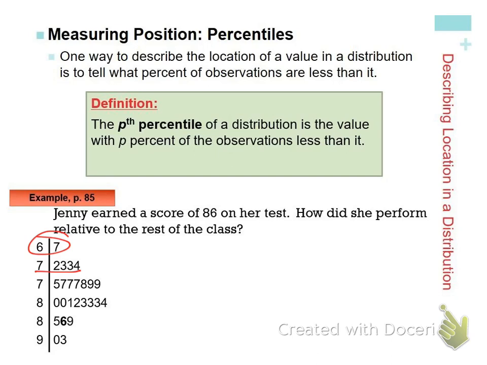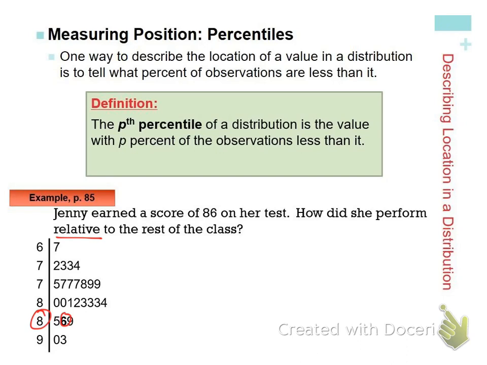So the left side is the tens digit. The right side is the ones digit for our data points. Okay? And then we line them up in order according to their ones value. Right? So anyway, we'll talk more about those later. So those are the scores. How did she perform relative to the rest of the class? Right? Well, she scored an 86, which means that puts her right there.